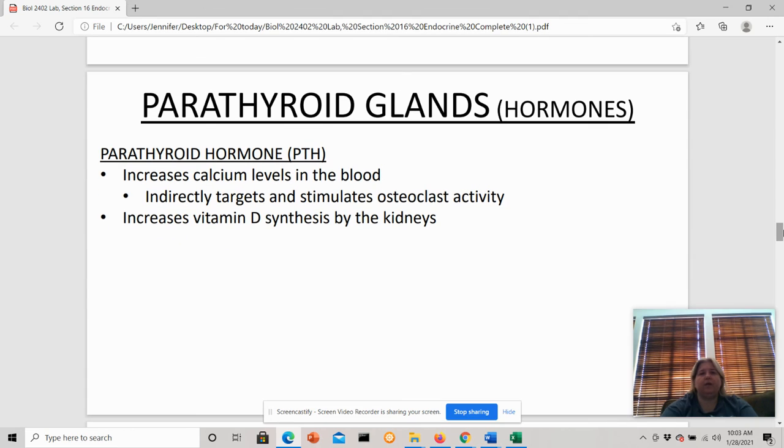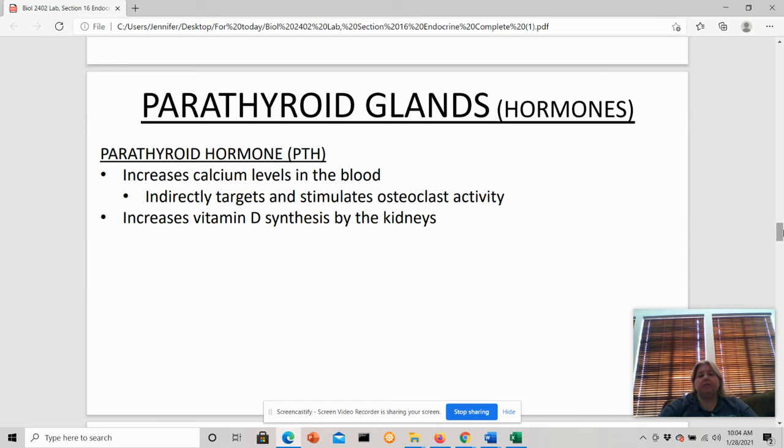Then we have the parathyroid glands, which secrete parathyroid hormone. Remember, parathyroid glands are the glands that you see on the posterior surface of the thyroid. What parathyroid hormone does is increase calcium levels in the blood, and it indirectly targets and stimulates osteoclast activity. Again, osteoclasts break down bone, which liberates calcium. So if it is indirectly stimulating osteoclasts, more bone is going to get broken down and more calcium is going to end up in the blood.